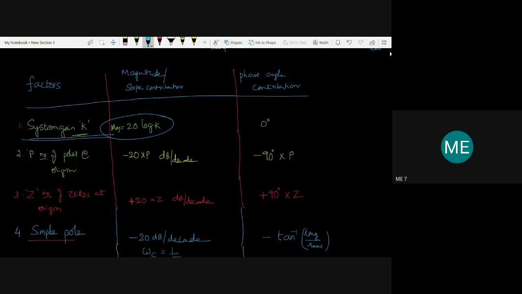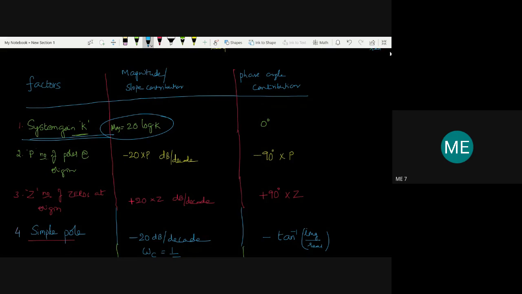One is system gain K and the other factor is poles or zeros at origin. So either of these may be present. By combining this resultant, that was discussed in the previous classes, the initial Bode plot is going to be obtained. The initial slope of the Bode plot always depends on the number of poles or zeros at origin. So based on that, we start the combining of K and poles or zeros at origin.